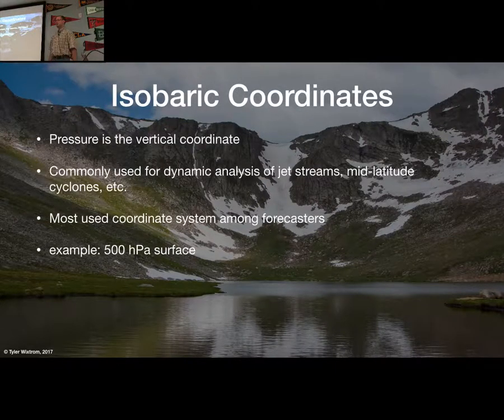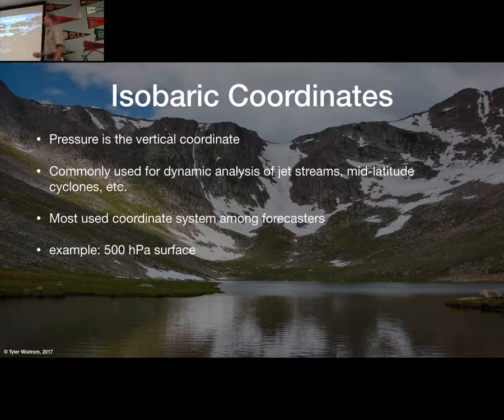So isobaric coordinates are a coordinate system where pressure is the vertical coordinate. Pressure decreases as you go up in the atmosphere. You can find a certain pressure value that's constant across your domain and label that as a level in your vertical coordinate system. So this is commonly used in dynamic analysis for jet streams, mid-latitude cyclones, snowstorms, severe weather. It's probably the most commonly used coordinate system among forecasters.